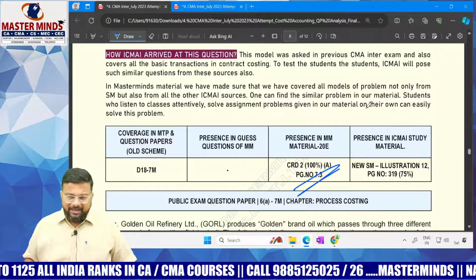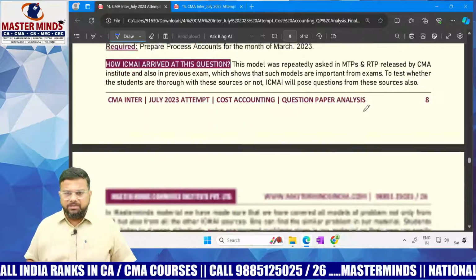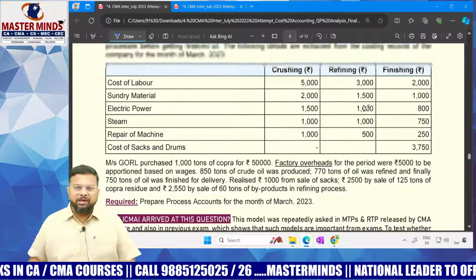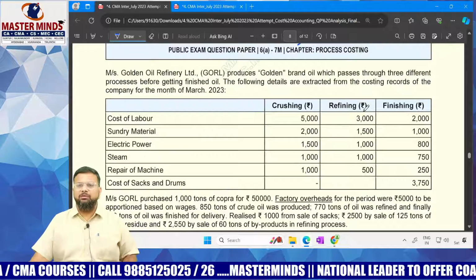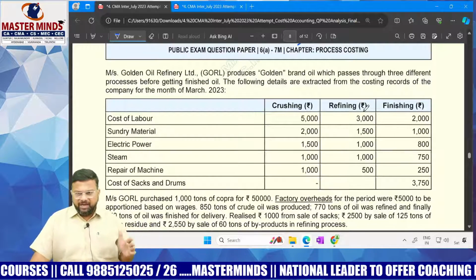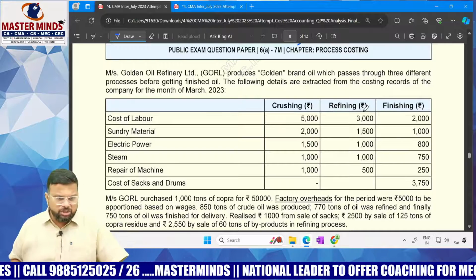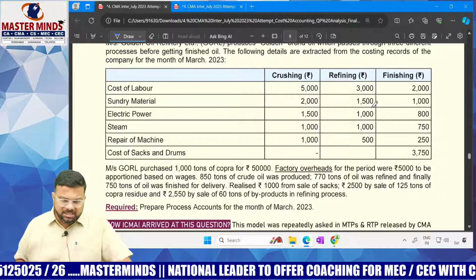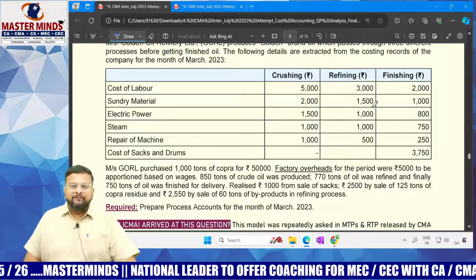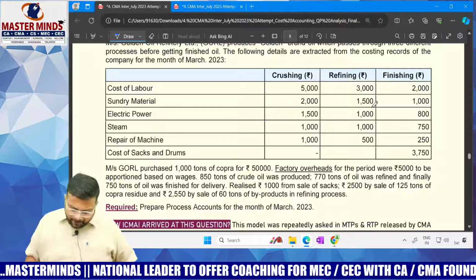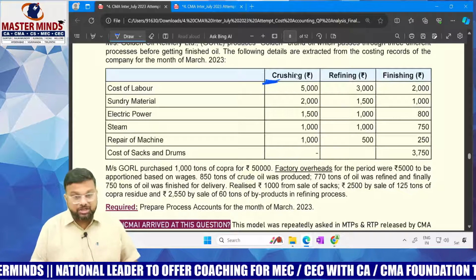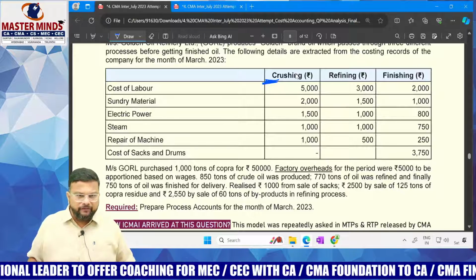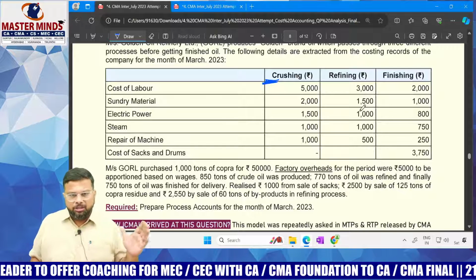Okay, right. Next, process costing. Same kind of problem is there in our material, CRD5. So what they have done here, they have given information of all the three processes: crushing, refining, finishing. Information is given for each process. Then what else they have given? Mrs. GORL purchases 1000 tons of copra for 50,000 rupees. That copra is nothing but input raw material for the crushing process. Factory overhead for the period was 5,000, to be apportioned on the basis of wages.